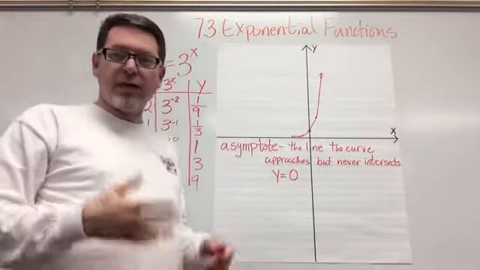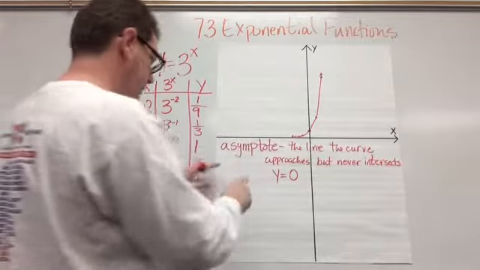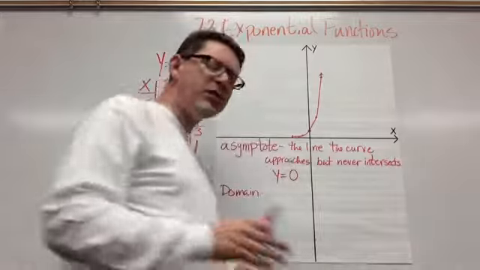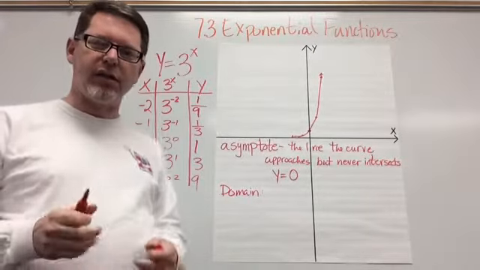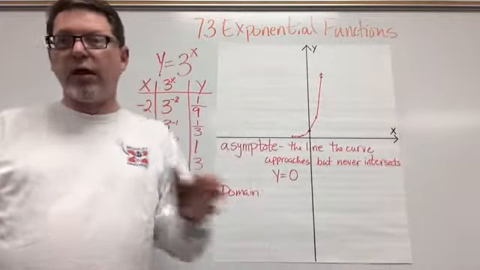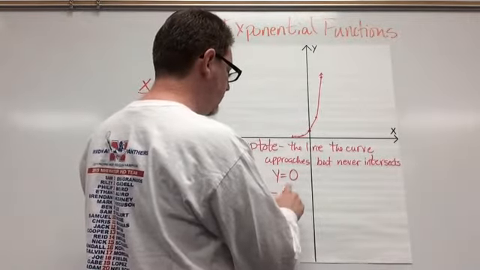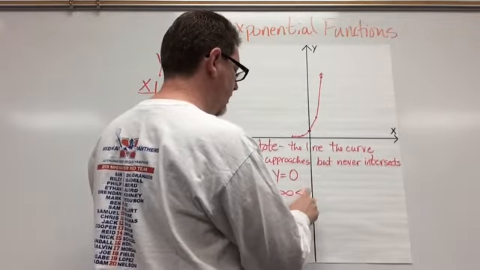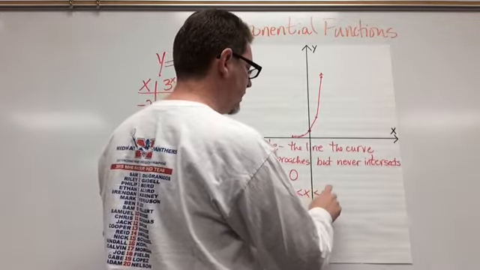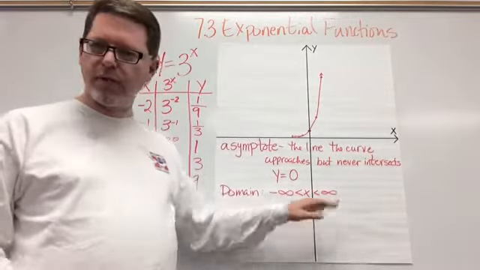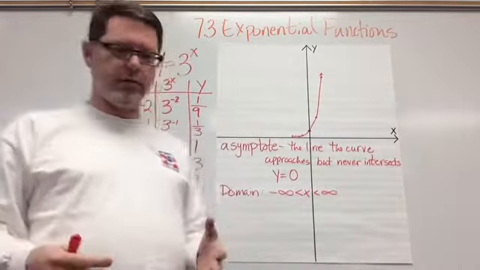Asymptote. Now we also need to look at the domain and range of this. The domain for almost every exponential function is always going to be all real numbers, or actually any number, but we're going to write it differently. It's going to be written as negative infinity is less than x, which is less than positive infinity. That's another way to represent all numbers. I can go from negative infinity to infinity with my x values, and that will be on the curve.